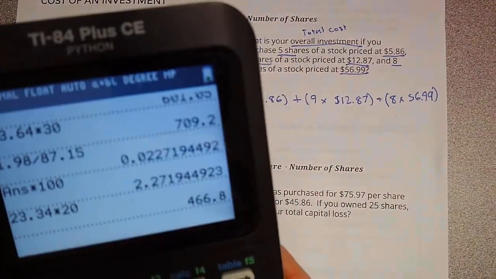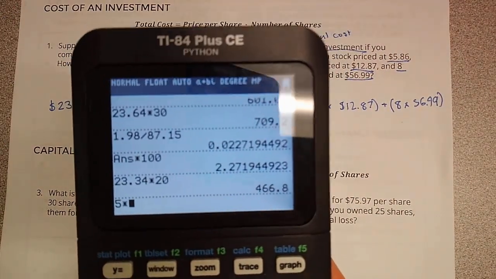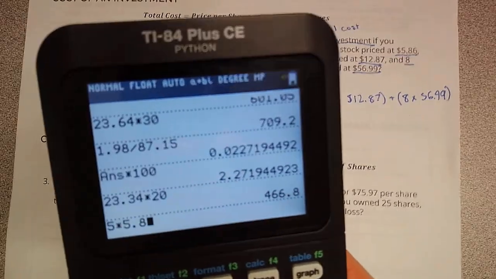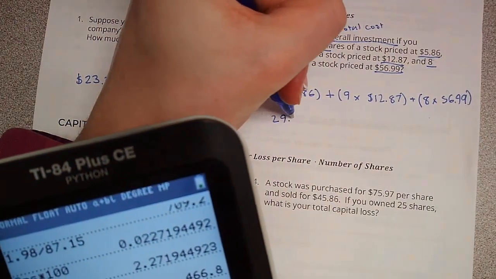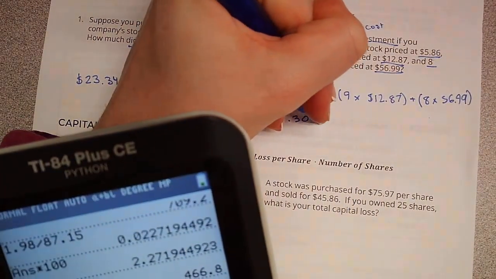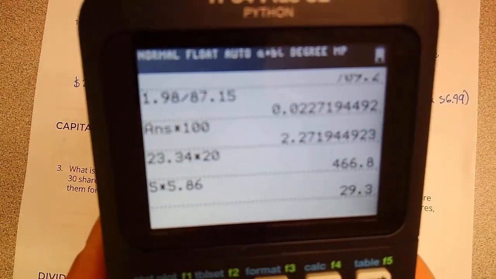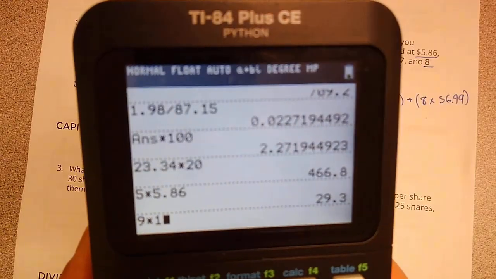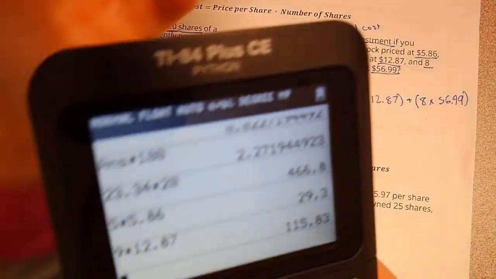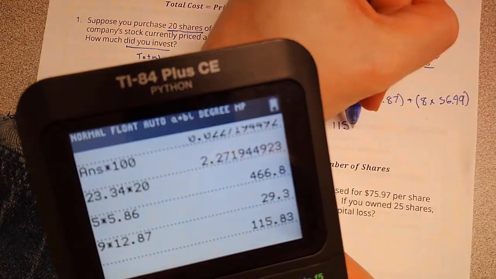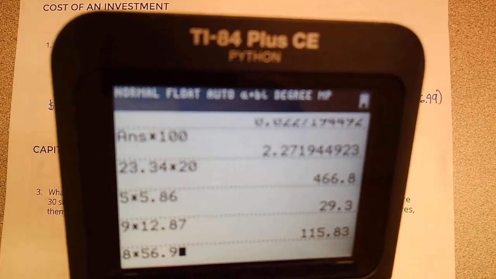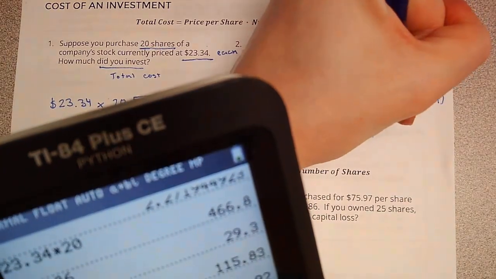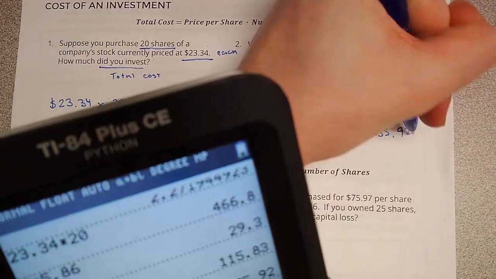Let's find out what the first one is. So we're going to do 5 times $5.86, and we've got $29.30, plus 9 times 12.87, which is $115.83, plus 8 times $56.99, which is $455.92. Now we're going to add all those together.